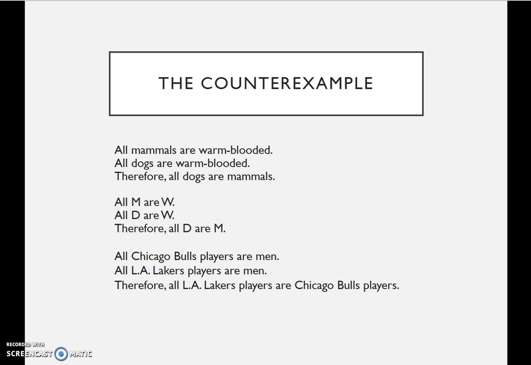So the argument that we started out with, all mammals are warm-blooded, all dogs are warm-blooded, therefore all dogs are mammals, was invalid. But the problem was not in the statements that constituted the argument. Those were perfectly good statements. The problem was the arrangement of those statements, the form or the structure.